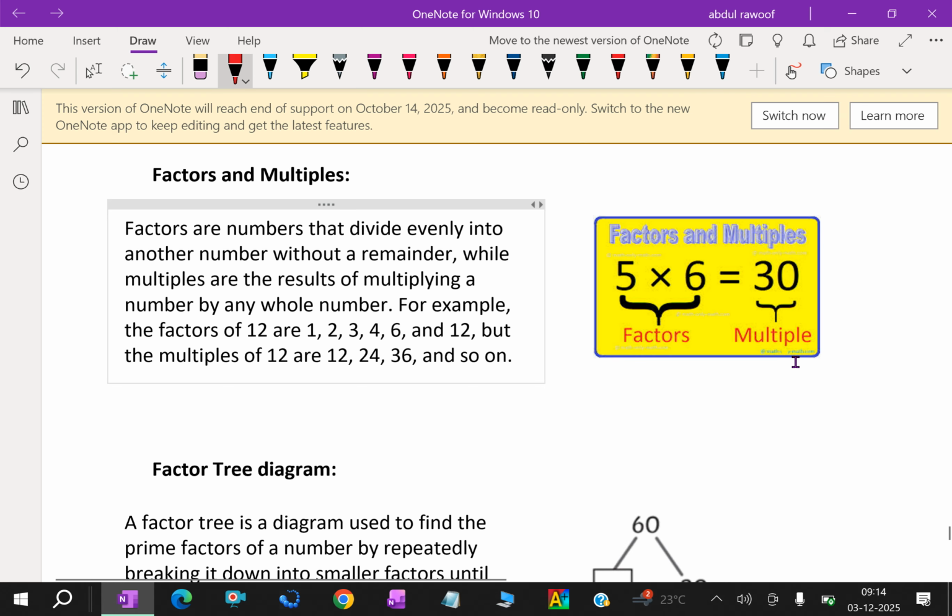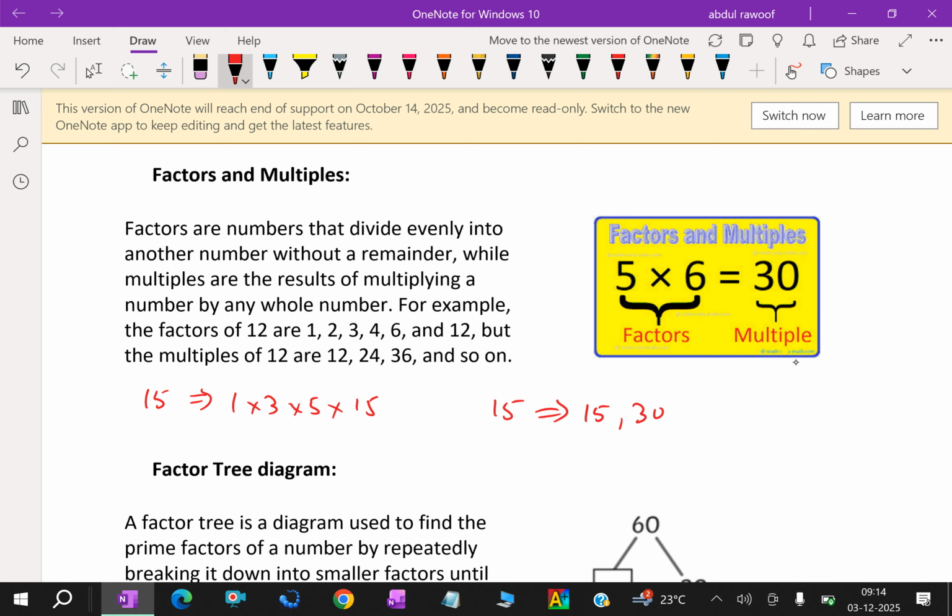So suppose we take factors, first factors of 15. What are the factors of 15? 1, 2 cannot be, 3 is a factor, 5 is a factor, and 15 itself is a factor. Then the multiples of 15: 1 fifteen is 15, 2 fifteens are 30, 3 fifteens are 45. It goes like that.